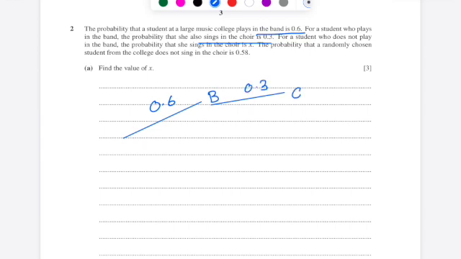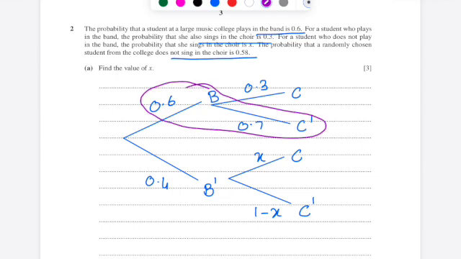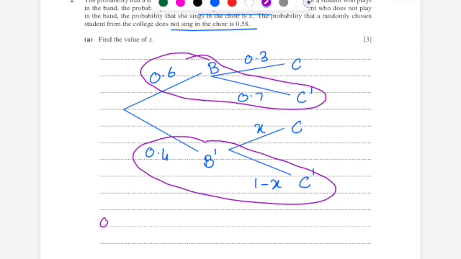For a student who does not play in the band, which will be 0.4, she sings in the choir with probability X. So not in the choir will be 0.7, and for the other branch, not singing in the choir will be 1 minus X. The probability that a randomly chosen student does not sing in the choir is 0.58. Does not sing in the choir is either this one or this one, which is 0.58. So what does it become? 0.6 times 0.7.